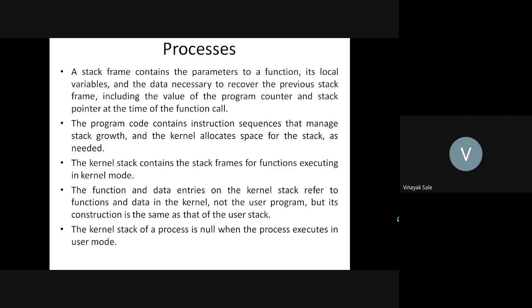The stack frame contains parameters to a function, its local variables, and data necessary to recover the previous stack frame, including the value of the program counter and stack pointer at the time of the function call. The program code contains instruction sequences that manage stack growth, and the kernel allocates space for the stack as needed.